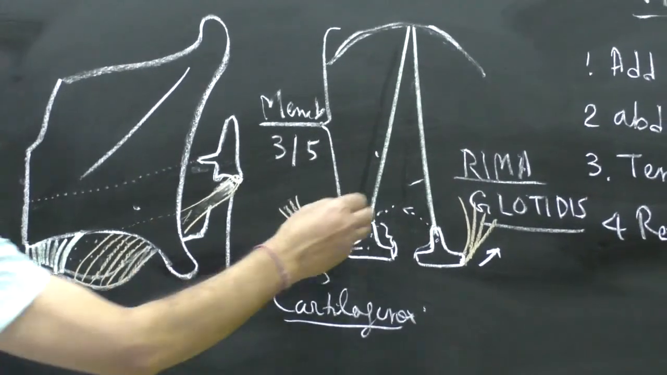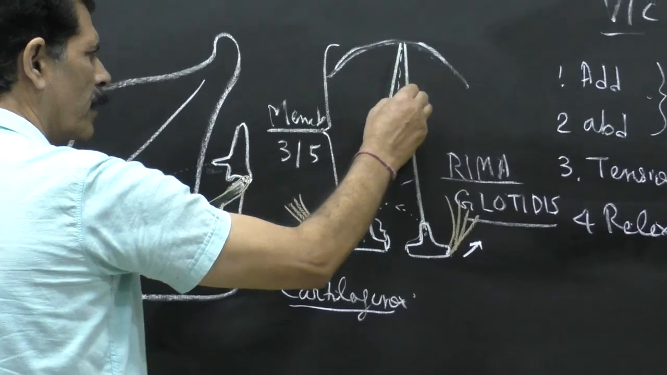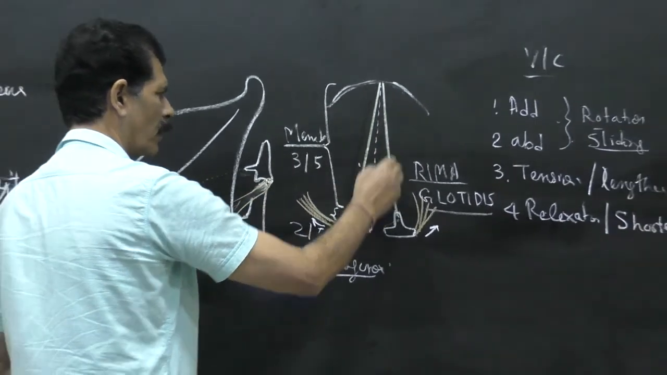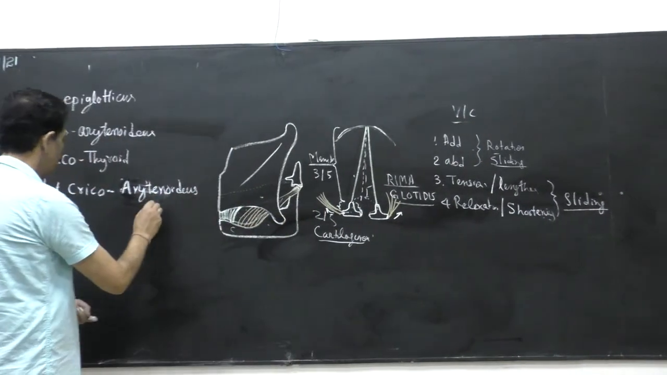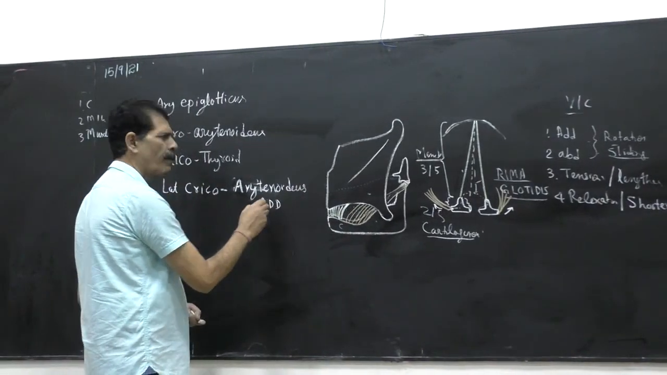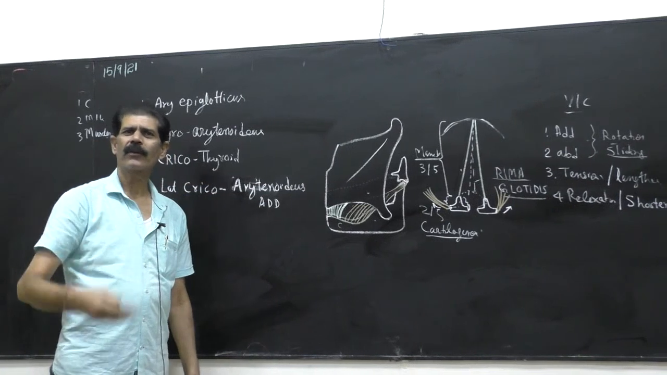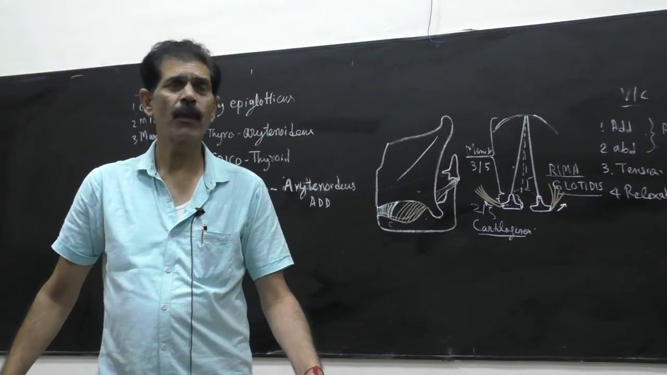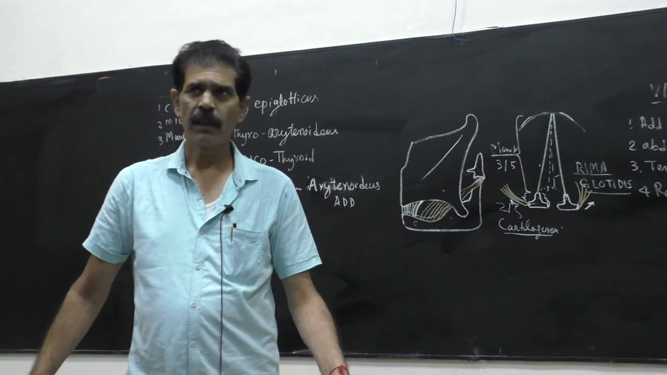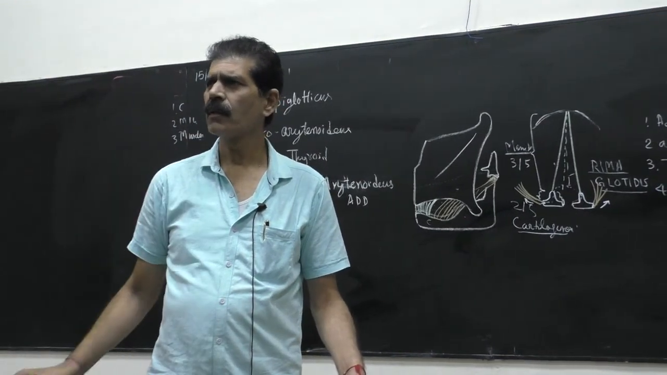And what will happen to these vocal cords? They come closer. So what will be the action of this muscle? Adduction, because the vocal cords are coming closer. So this happens during voice production. They become very, very close.